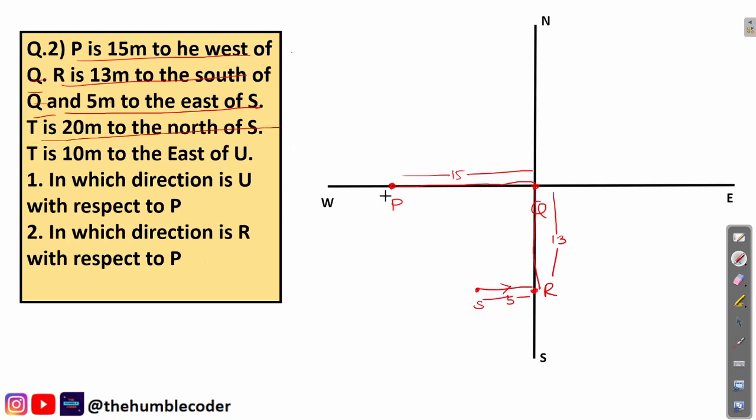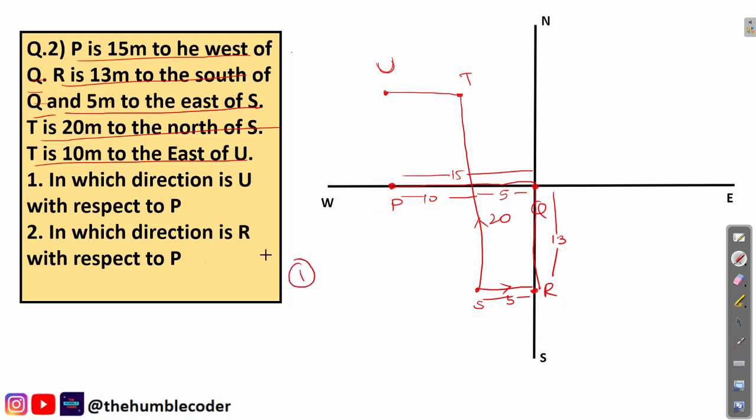T is 20 meter to the north of S. So S is here and to the north of S, so T will be somewhere around here and 20 meter in the north. Next we have is T is 10 meter to the east of U. So if U is here, then 10 meter to the east of U. So first of all, you have to note that 5 is this much, so this is 5 and this is 10. Okay, so from here also for 10, this will come exactly above P. Make sure to draw the diagram very clearly so that you don't have any confusions.